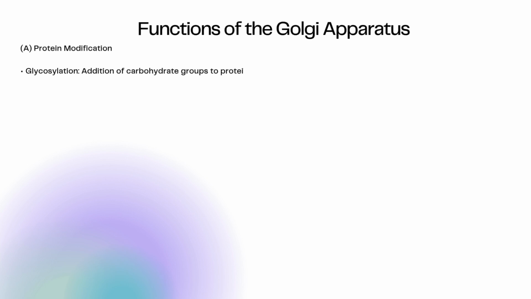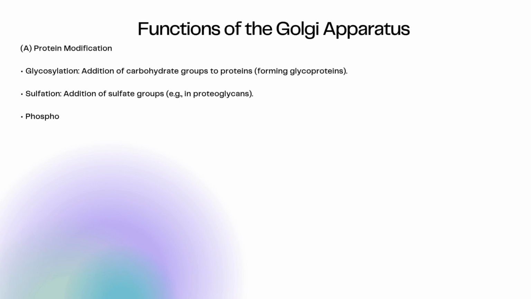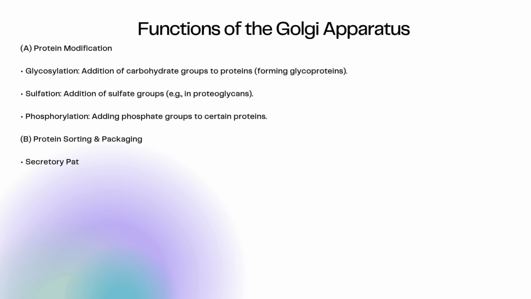The Golgi apparatus performs several essential functions. First is protein modification. For instance, it adds carbohydrate groups to proteins in a process called glycosylation, forming glycoproteins. It also adds sulfate groups through sulfation, which is important in molecules like proteoglycans. Phosphorylation, the addition of phosphate groups, is another modification that affects protein activity.